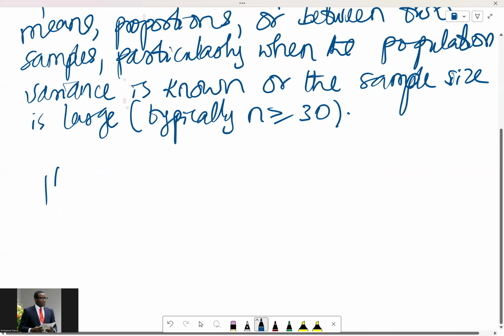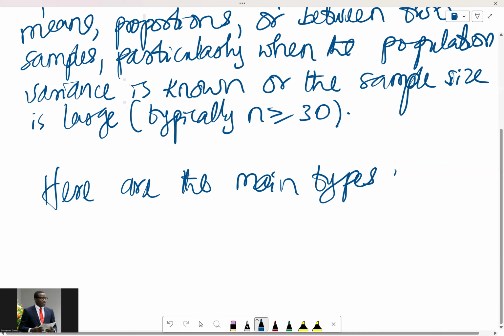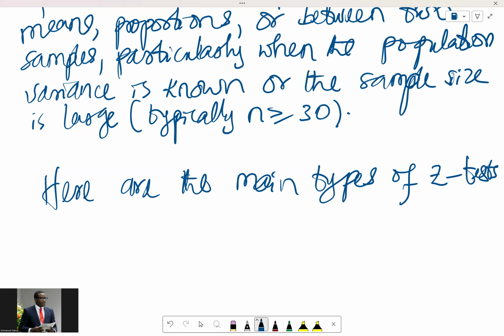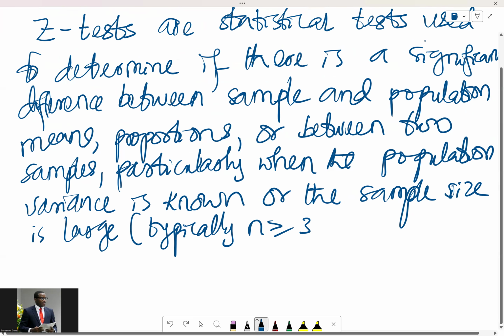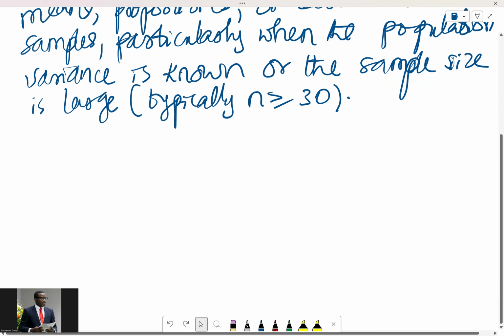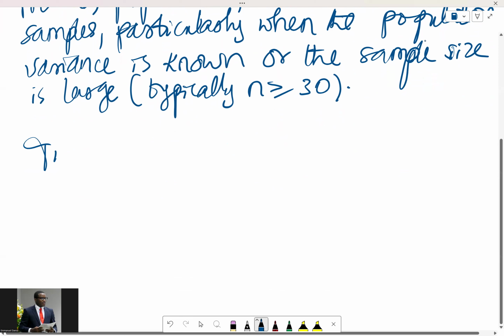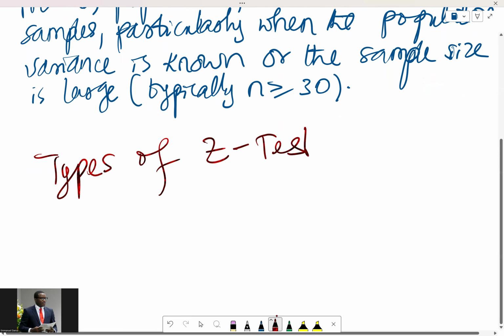So let's see. Here are the main types of Z tests, of course with their formulas. Okay, or I can better write that as this. Types of Z tests.